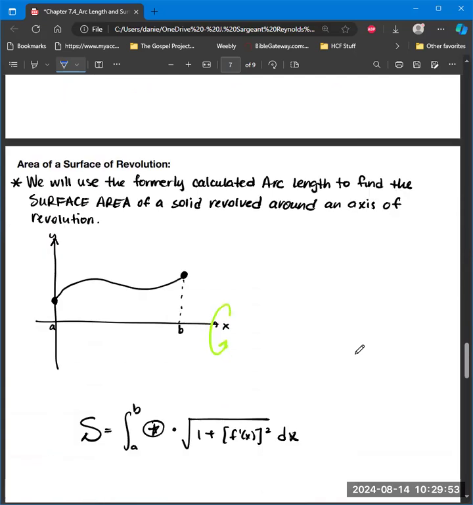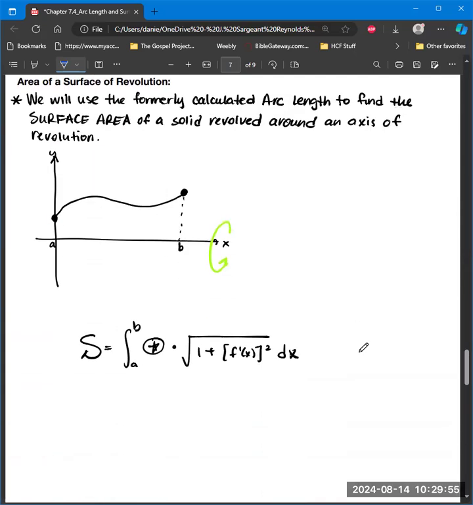Let's take this idea of arc length now and apply it to what we learned previously about solids of revolution. Let's think about if we would revolve this curve around a line. We would get the outer boundary of a solid of revolution, we would get its surface area.